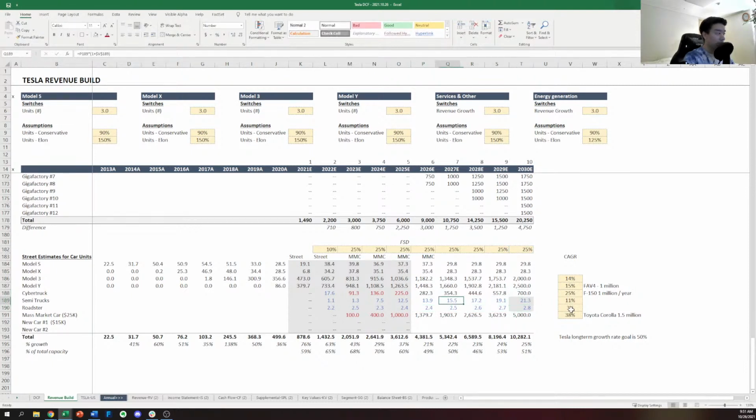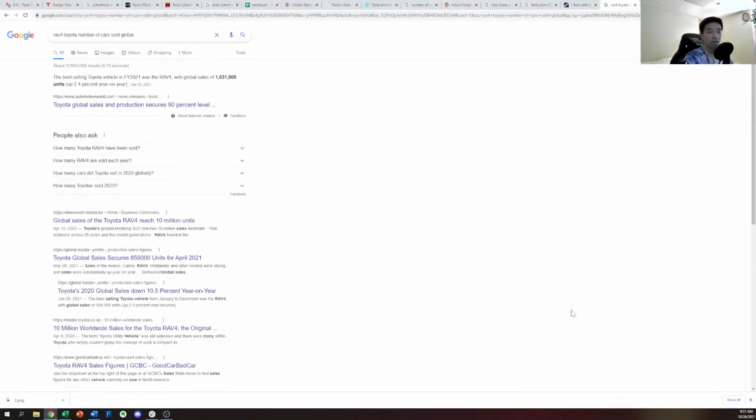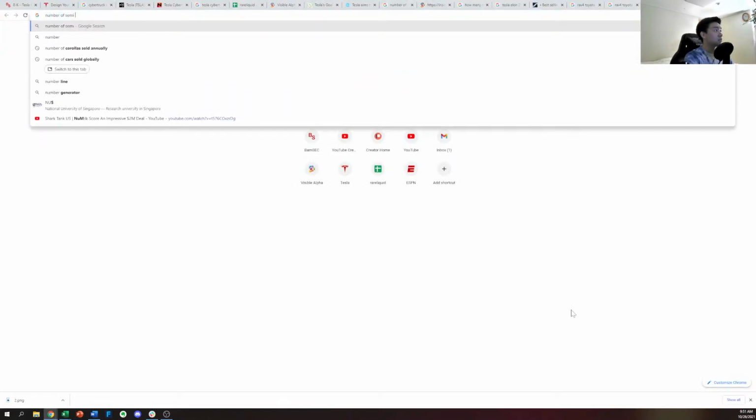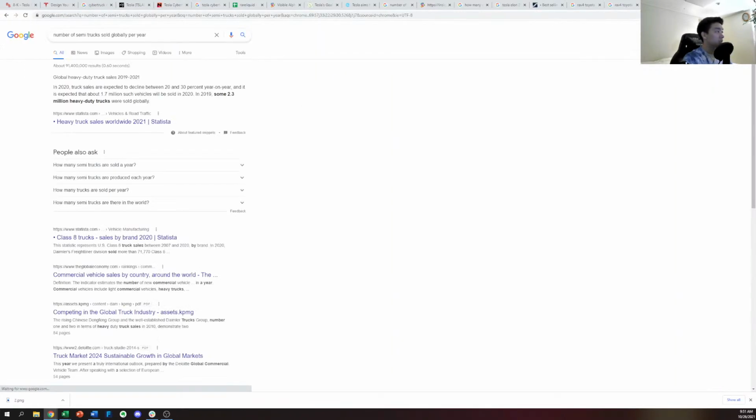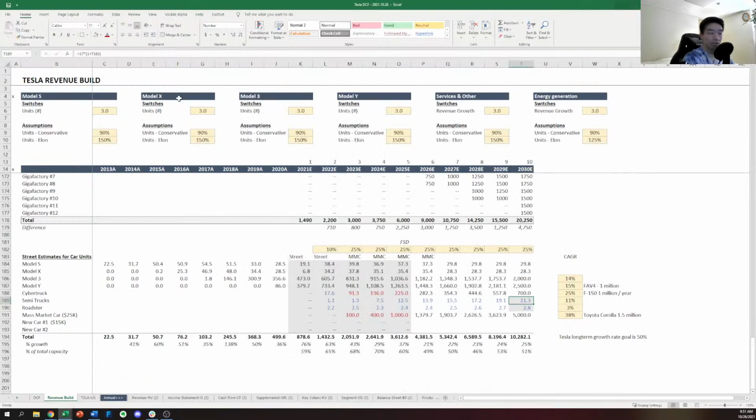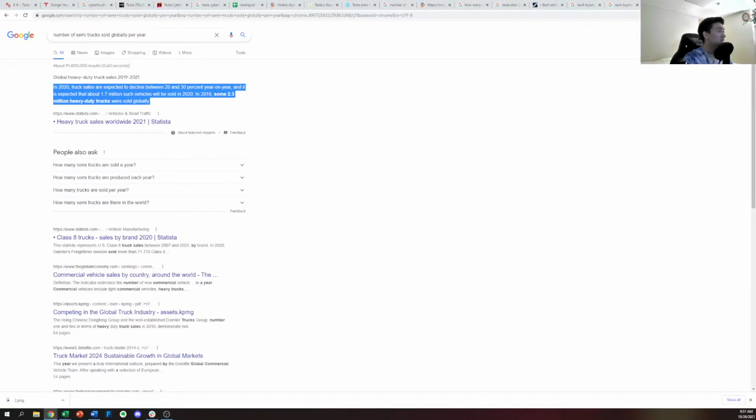Okay, so semi trucks, let's look at the number of semi trucks sold globally per year. 2.3 million were sold globally. So I could actually see Tesla getting a pretty big share of this market because it's going to be autonomous, right? Imagine the whole field moving towards autonomous truck driving instead of having people literally driving trucks across the country.